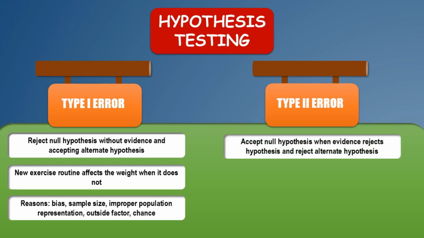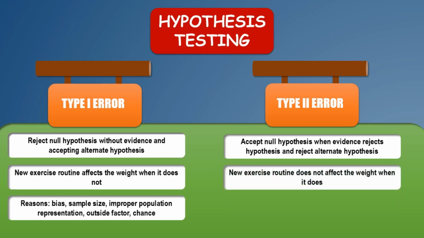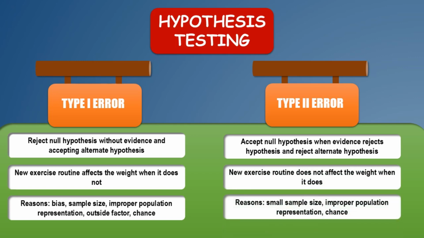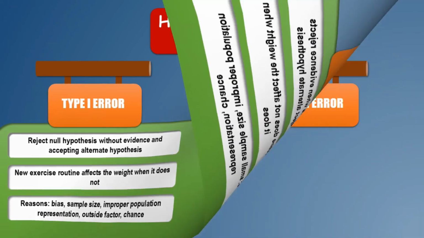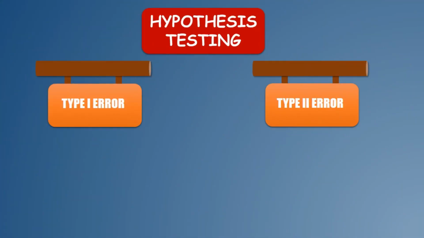Type 2 error is where the opposite occurs. That is, one accepts the null hypothesis and rejects the alternative hypothesis, while the evidence to reject the null hypothesis exists. That is, I'm concluding that the new exercise routine is not affecting the weight when actually it is. It could happen if, again, the sample does not properly represent the population or the sample size is too small to show any differences. Now, which error is more dangerous, you might want to know?